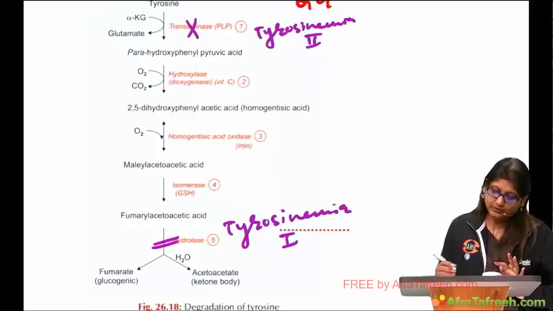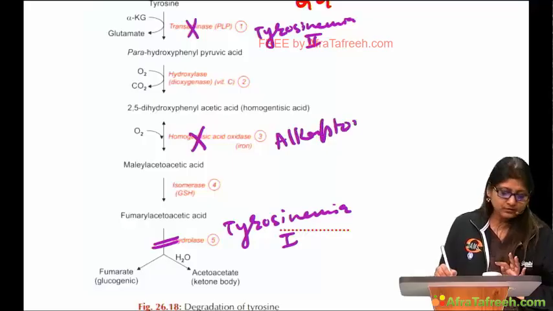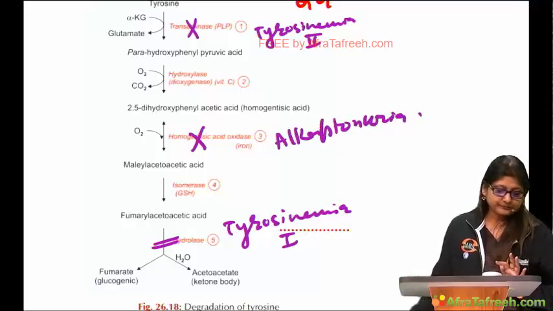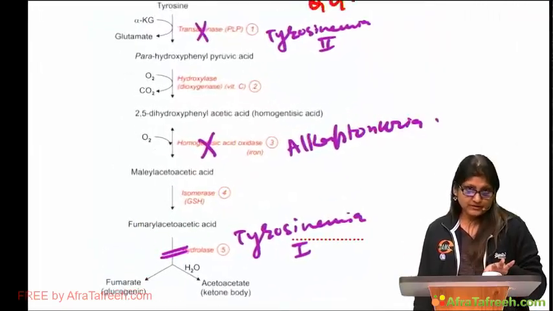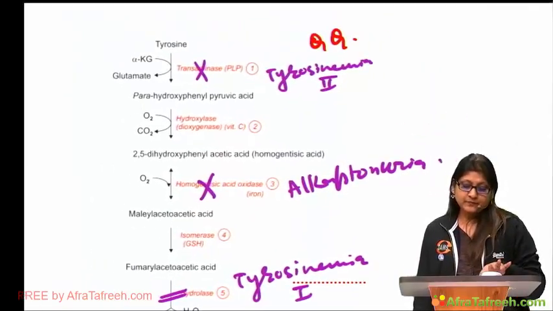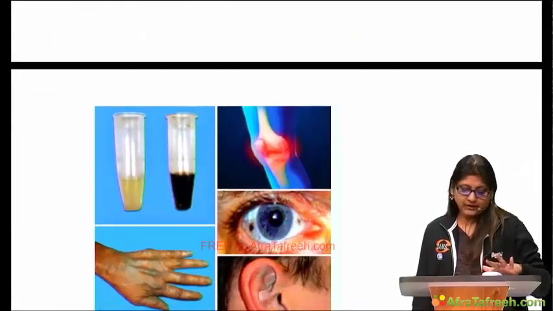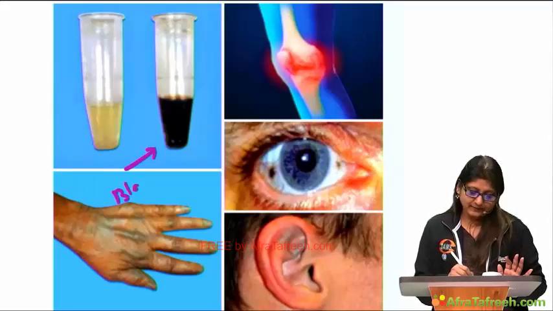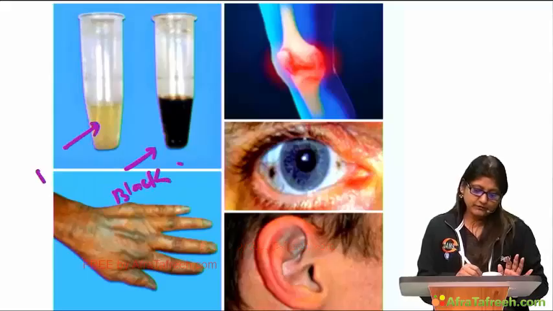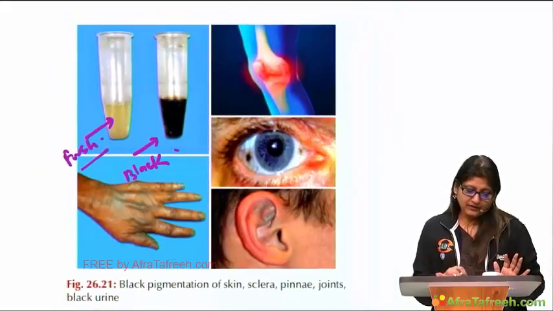And alkaptonuria, homogentisic acid oxidase. Right? So alkaptonuria is due to deficiency of homogentisic acid oxidase enzyme. Yes. So these are the disorders which you must note. And when we talk about alkaptonuria, the urine turns black on standing. This is the fresh urine which is colorless, but on exposure to air, it is turning black.